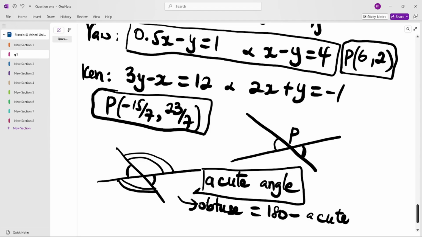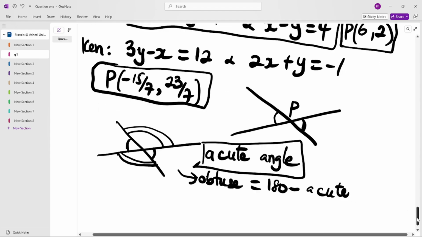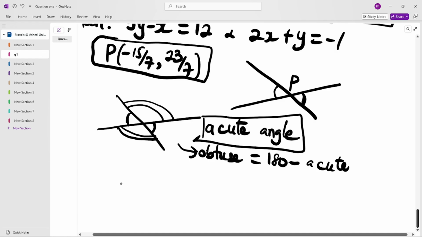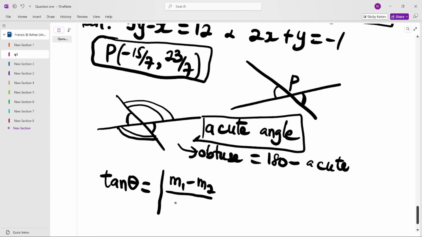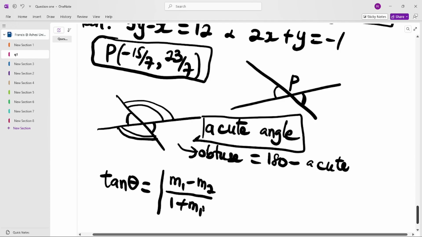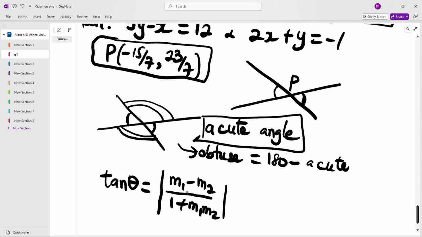Are we good? Yes, sir. Okay. The way to find that angle is using tan theta equals the absolute value of m1 minus m2 all over 1 plus m1 times m2. There are two lines that have their own gradient, so we just use their gradient to find the acute angle. The angle is this theta. If you are able to find tan theta, you can do tan inverse to find the theta value itself.